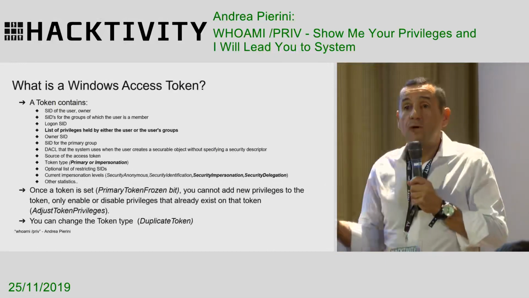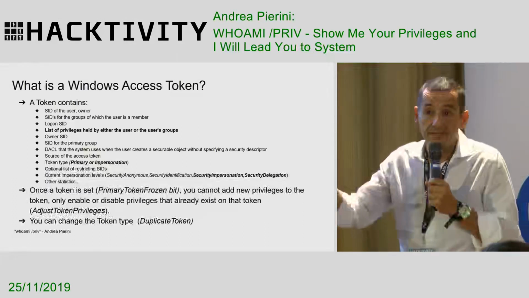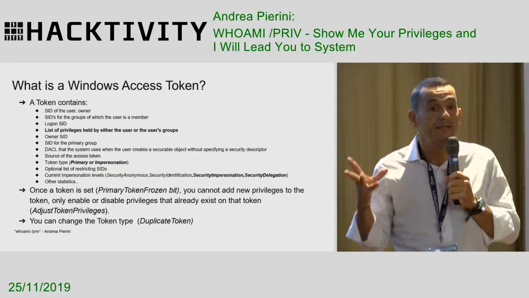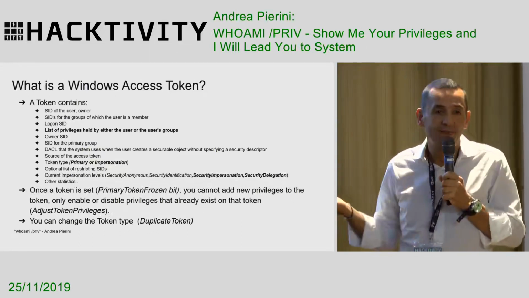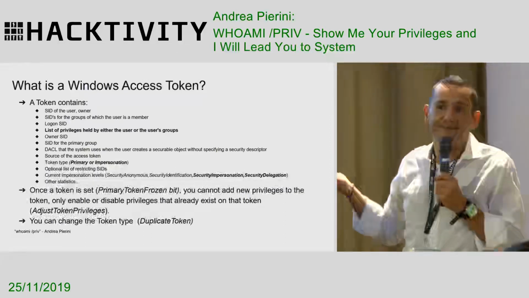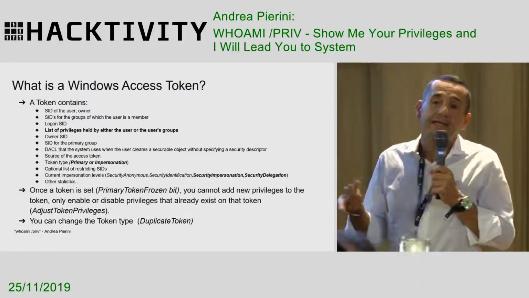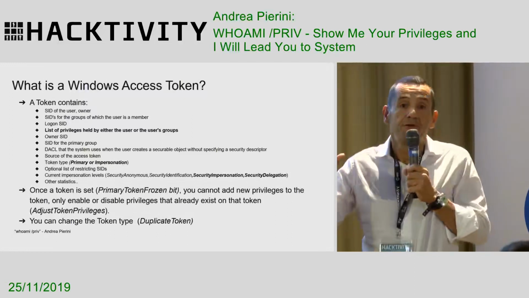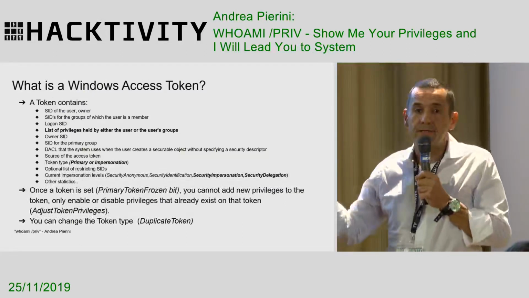An important thing is that once a token has been generated from the logon process, the primary token frozen bit will be set. This means that I cannot add other privileges to my token. Otherwise, it would be too simple to elevate my privileges, no? But I can change the token. I can duplicate the token, and for example, from a primary token, create an impersonation token in order to impersonate a thread.